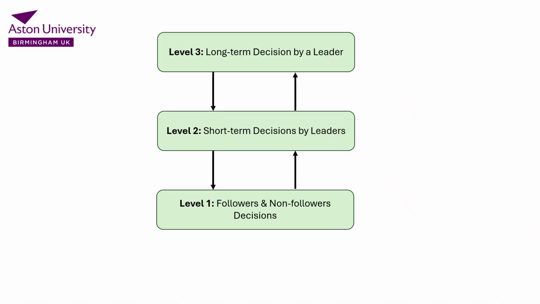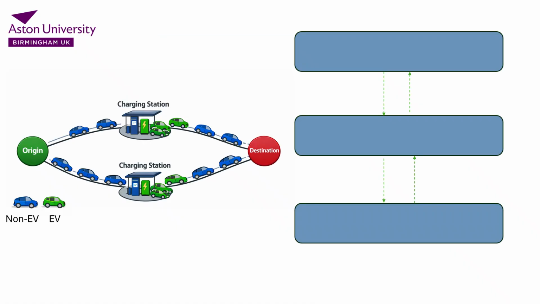At the same time, non-followers also adapt to congestion. Although they are not strategic market participants, they still jointly determine the equilibrium level of congestion, and that congestion feeds back into the strategic outcomes. Now let us return to the transportation example.